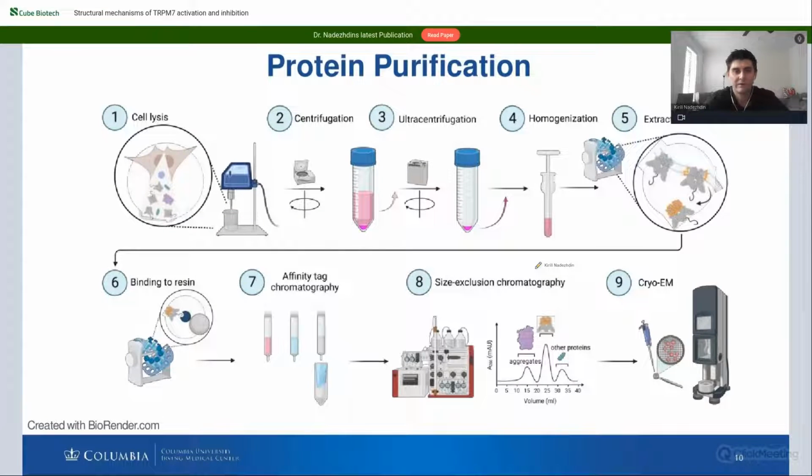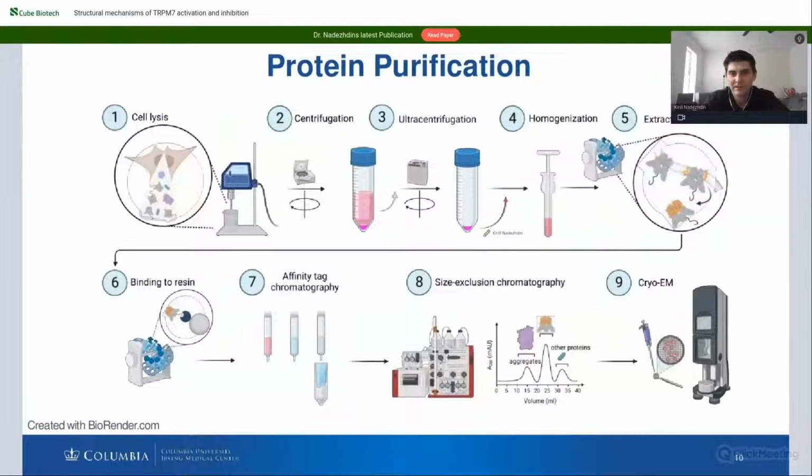So how do we purify the protein? This is a simplified outline of how people usually purify protein from HEK cells, and it has several steps. First is cell lysis. We lyse the cells with sonication, but people also use a French press for that. Then we centrifuge, and all cell organelles and debris are pelleted, and our protein is now in the supernatant. Then we use ultracentrifugation and pellet the membranes, because our protein is an ion channel, a membrane protein.